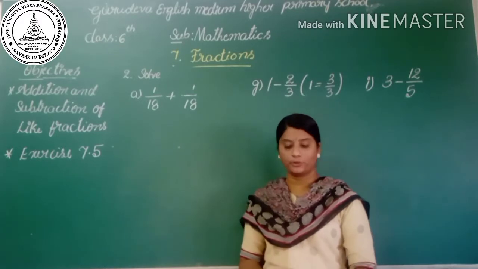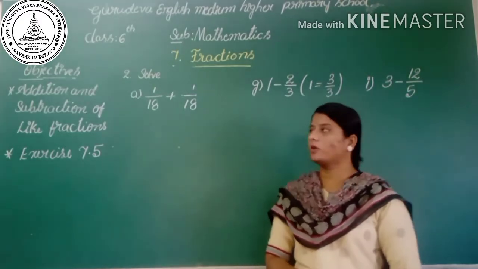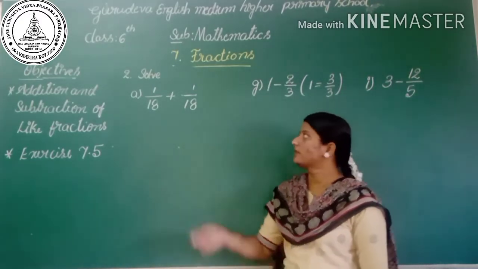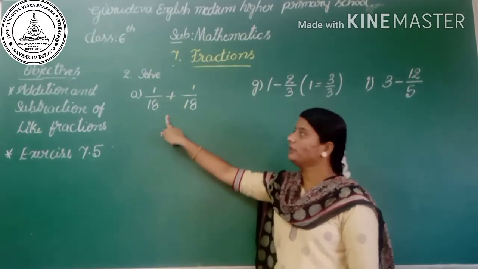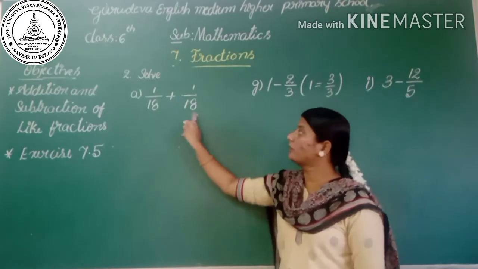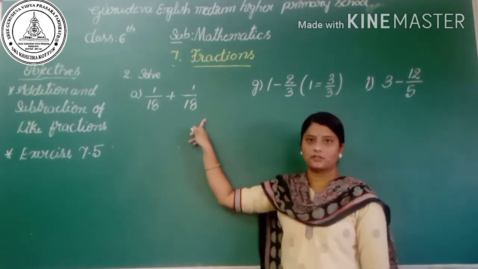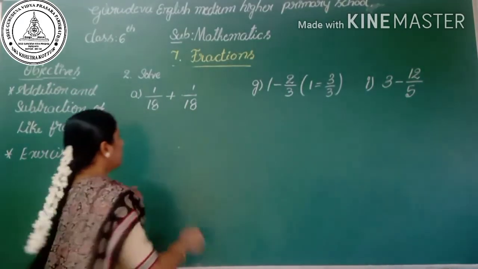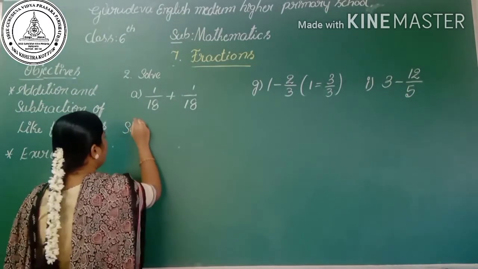The first way we have to do it in the textbook itself. The second way is solve 1 by 18 plus 1 by 80. So here there is the addition symbol. We have to add these two like fractions. We know the solution.